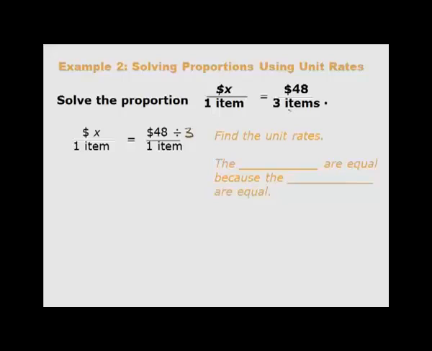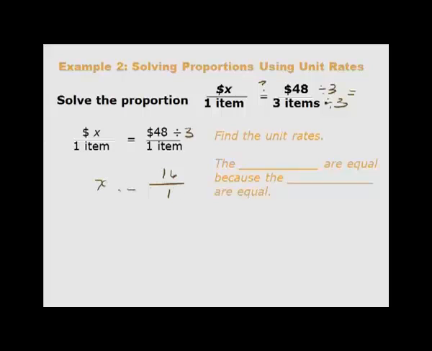But we can also solve this by looking at unit rates. This is x over 1 item, so this is already a unit rate. To make the right-hand side a unit rate, we need to get the denominator to equal 1. Well, to get 3 to equal 1, we need to divide by 3. And to keep an equivalent fraction, whatever we do in the numerator, we need to do in the denominator. So let's divide 48 by 3 and get 16, and then 3 divided by 3 is 1.